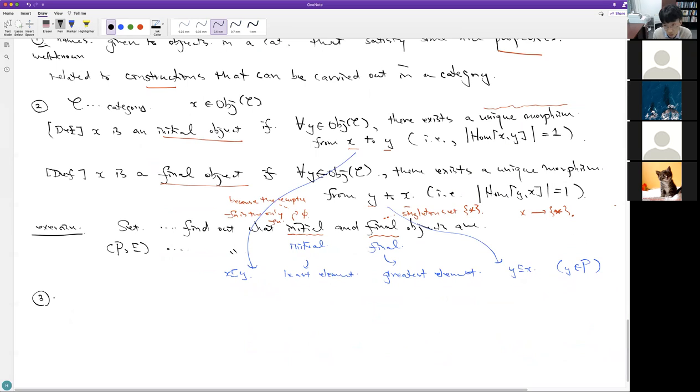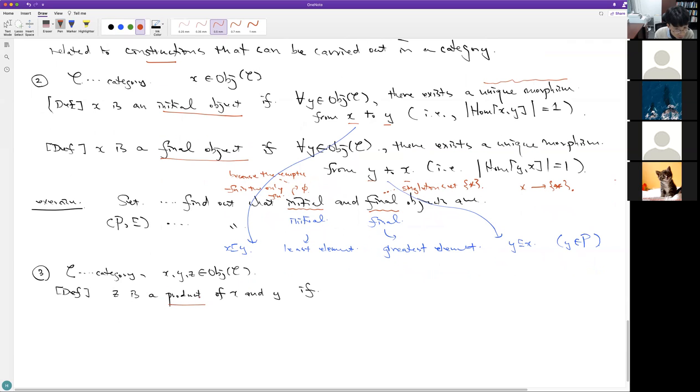Okay, so to talk about products and co-products, the setting is similar. We have to consider a category, and then consider three objects, X, Y, and Z. And then we say Z is a product of X and Y if it satisfies some properties. What's the property? Intuitively, this means that Z acts like a Cartesian product of X and Y. So the condition is that there have to exist two morphisms.